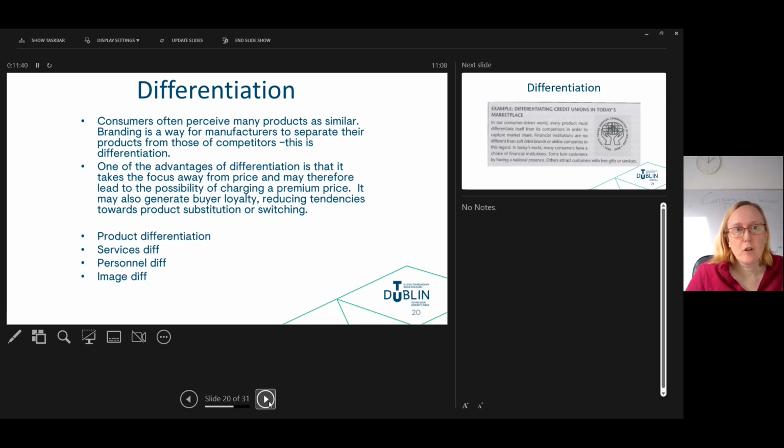It may also generate buyer loyalty, reducing tendencies towards product substitution or switching. So they develop that connection, that familiarity with your brand, and are more likely to stick with it as a result. We have different ways to differentiate: product differentiation, services differentiation, personnel, or image.